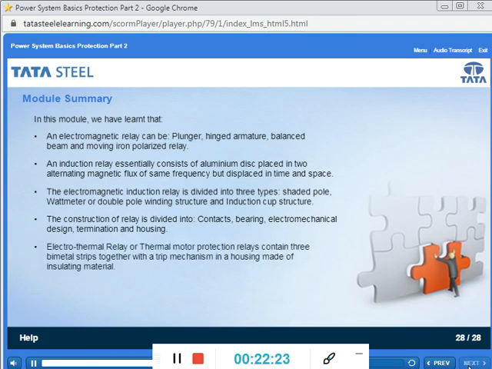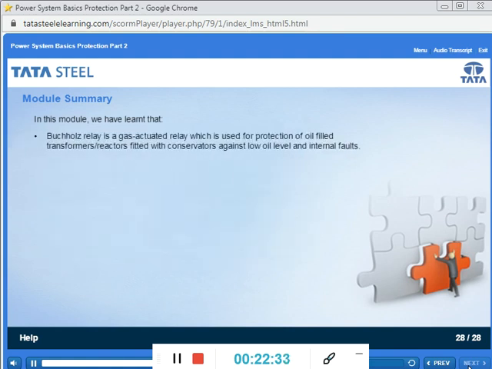Electrothermal relay or thermal motor protection relays contain 3 bimetal strips together with a trip mechanism in a housing made of insulating material. Buchholz relay is a gas-actuated relay which is used for protection of oil-filled transformers or reactors fitted with conservators against low oil level and internal faults.